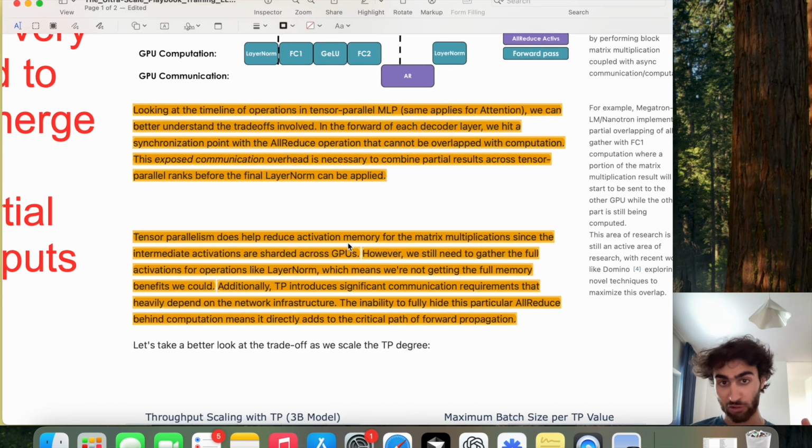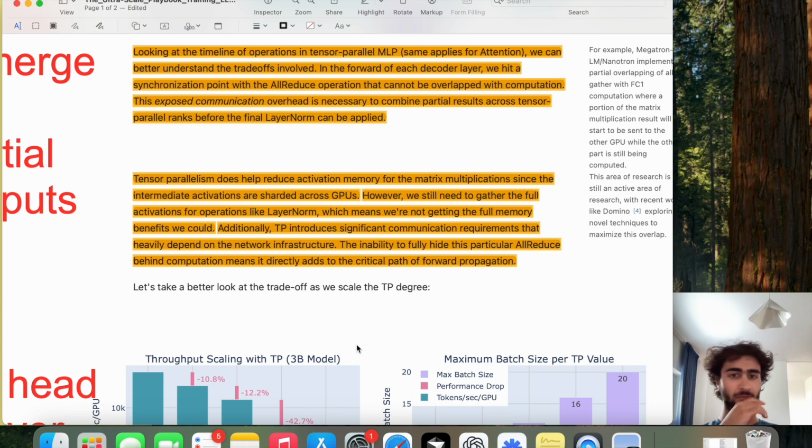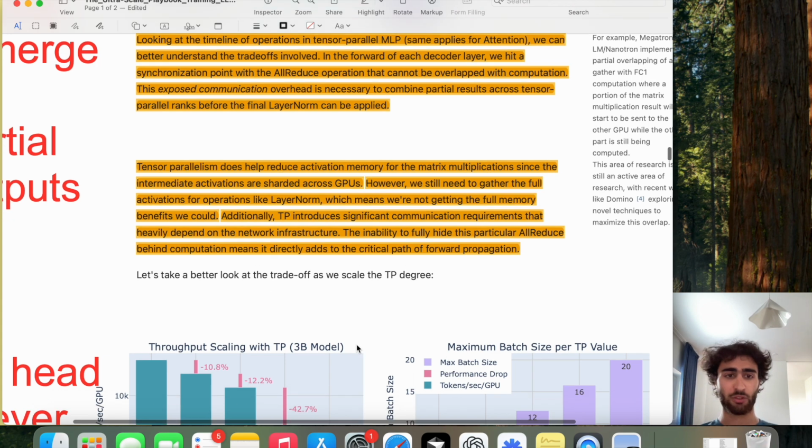Moving on, tensor parallelism does, of course, help reduce activation memory. This was the whole reason it was introduced for matmuls, since the intermediate activations are sharded across GPUs. However, we still need to gather the full activations for operations like layer norm, which means we're not getting the full memory benefits we could. Additionally, tensor parallelism introduces significant communication requirements that heavily depend on the network infrastructure, and the inability to fully hide this particular all reduce behind computation means it directly adds to the critical path of forward propagation. And I think that's just fancy talk for saying that it decreases throughput.